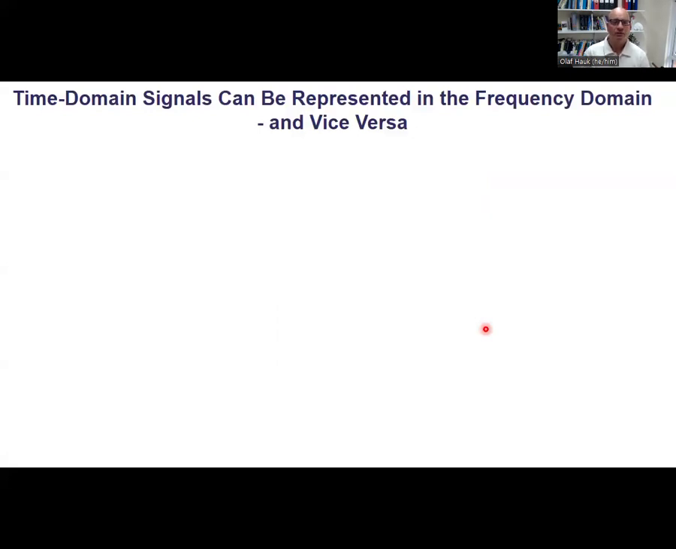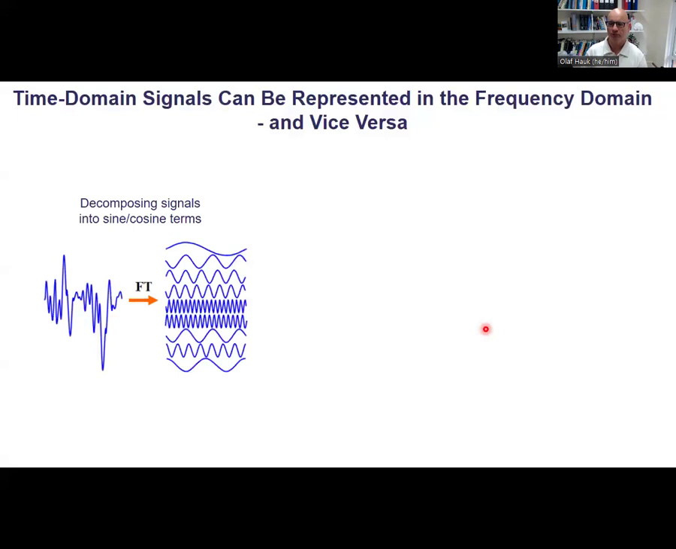The basis of all of this is that time domain signals can be represented in the frequency domain and vice versa. So there's a correspondence between time and frequency domain, and we can exploit that if we know or think that we can separate signal from noise in the frequency domain.